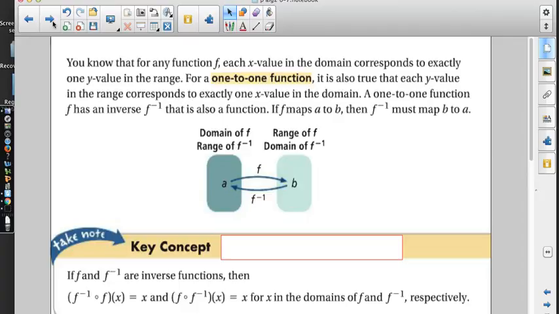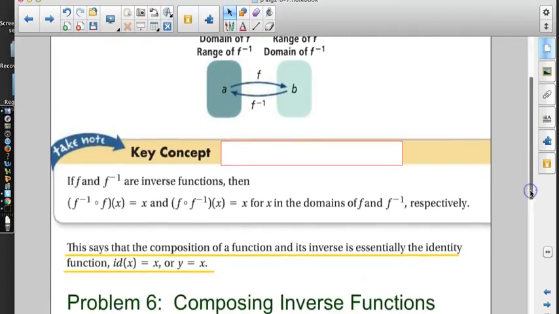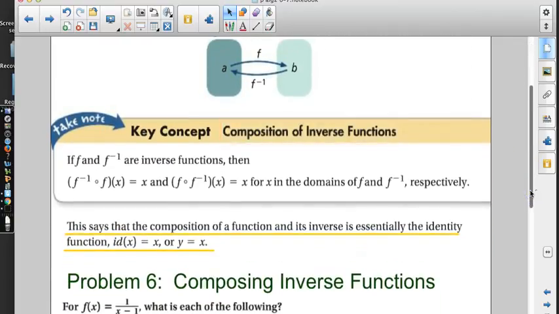And you'll find out in pre-calculus and calculus that there's a lot of really cool math that can be done with one-to-one functions. So it's also true that each y value in the range corresponds to exactly one x value in the domain. A one-to-one function f has an inverse, f inverse, that is also a function. So if they're both functions, then they can have that nice one-to-one. And notice how it just shows us the domain and range swap. That's exactly what we were talking about earlier. So our key concept is, what if we want to see this nice swapping relationship?